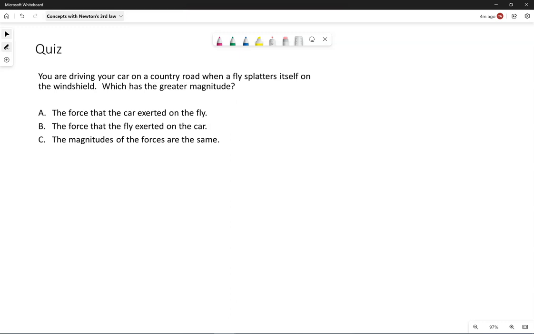All right, so a fly splatters itself on the windshield. Which has greater magnitude? This is asking about the forces on the car versus the fly. The correct answer here is the magnitudes of the forces are the same.